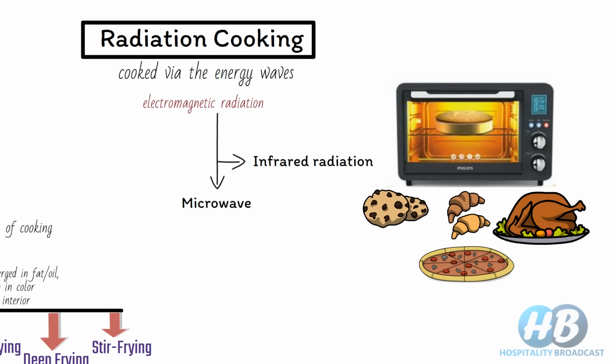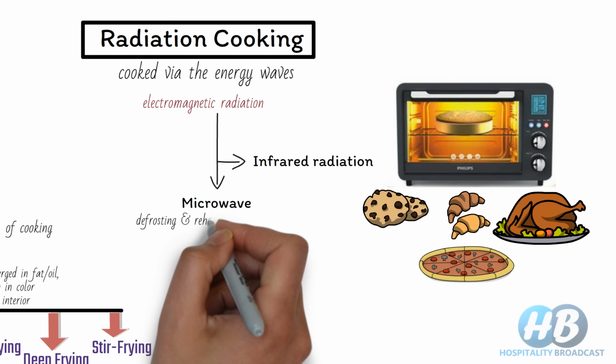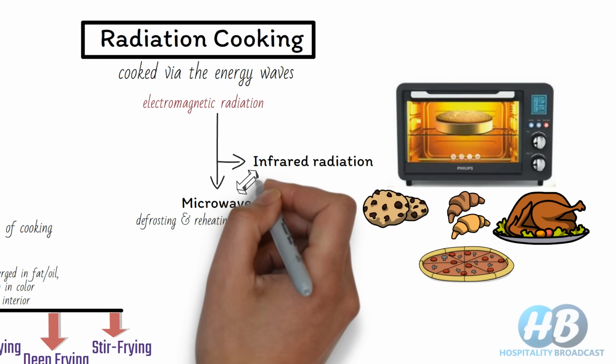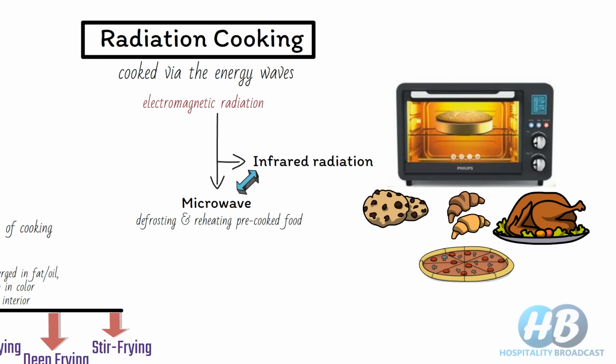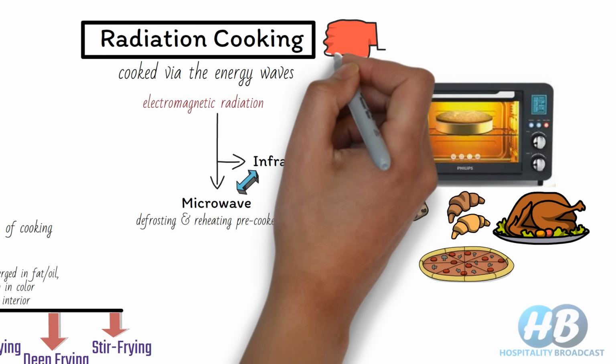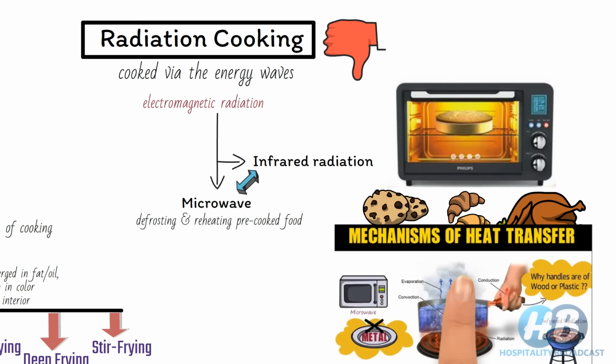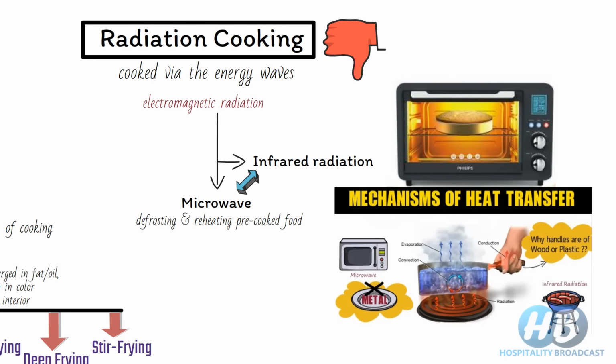While microwave ovens are very popular for defrosting and reheating pre-cooked food, you may also find ovens which work on both types of electromagnetic radiation, that is infrared and microwave. Now do note one thing. In my opinion, this radiation works as a heat source. I do not consider these as methods of cooking. To gain a full understanding of the concept, go and check my video on heat transfer methods. A link is in the description.